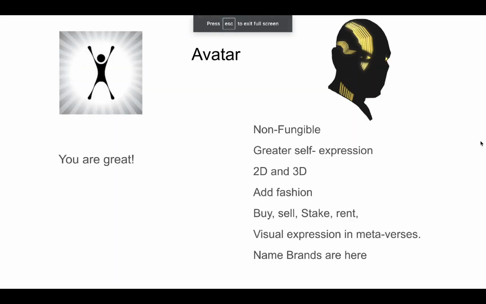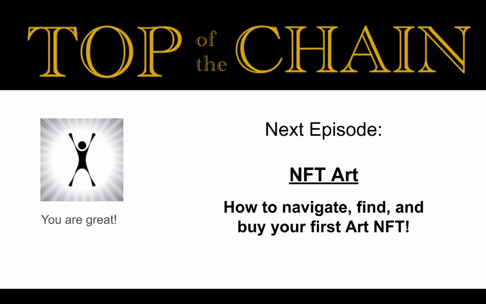The last one I want to talk about are avatars, and avatars serve as a greater way to self-express, right? Avatars can be 2D, two-dimensional. You can find those on OpenSea. People put those avatars on their Twitter profiles or their social media profiles, or they could be 3D, and you could use these avatars in a metaverse. You can buy, sell, stake, rent those, visual expression in metaverses, and name brands are coming as well. So there's lots of stuff going on.